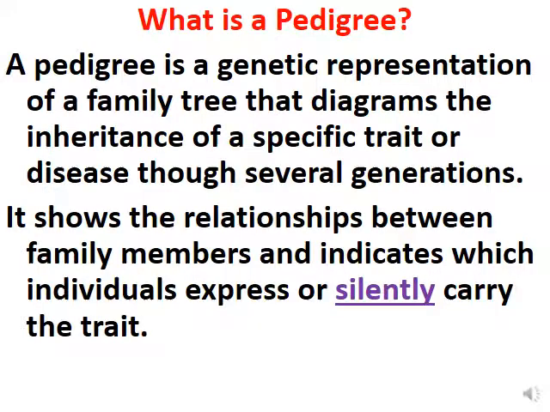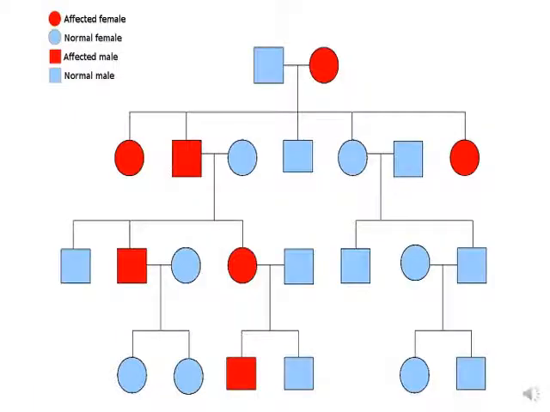So first, what is a pedigree? A pedigree is the genetic representation of the family tree. This will show the inheritance of specific traits or disease through the generations, from generation 1, 2, 3, 4, and so on. This pedigree shows the relationship between the family members and indicates which individuals express or carry this trait, but carry it silently as it's masked in the parents. So this is the pedigree.